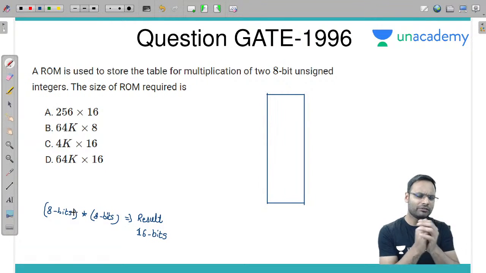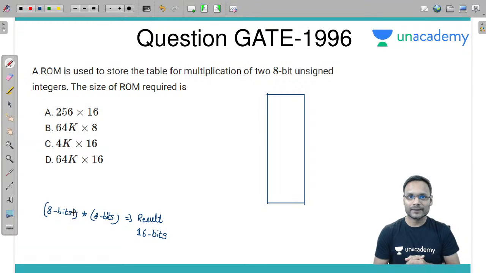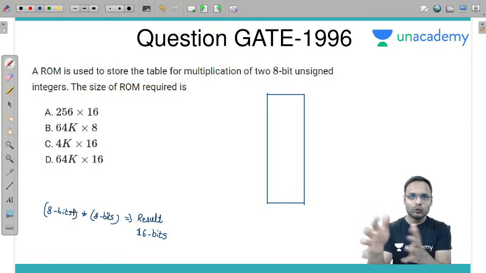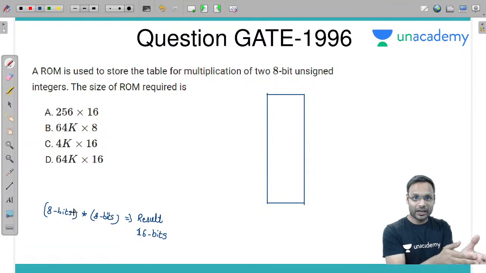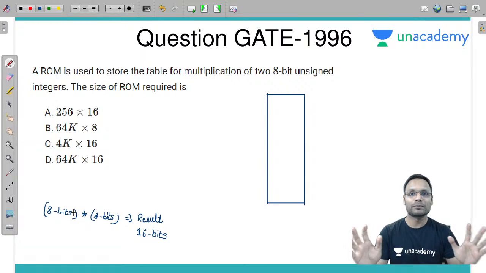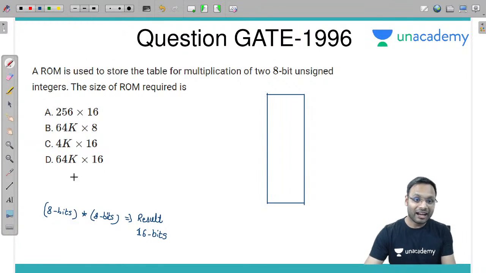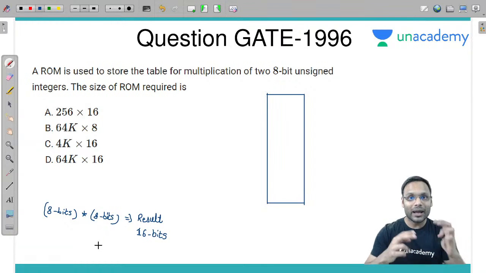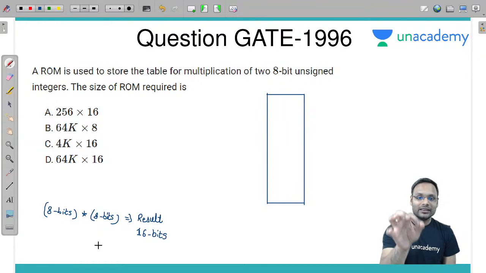225 you can represent with how many binary bits? Answer is 8 bits. So the multiplication of two 4-bit inputs can be represented in 8 bits maximum. So instead of 4 bits, we have 8 bits. So if you are multiplying two 8-bit values, then the result will be of 16 bits. That's one piece of information.